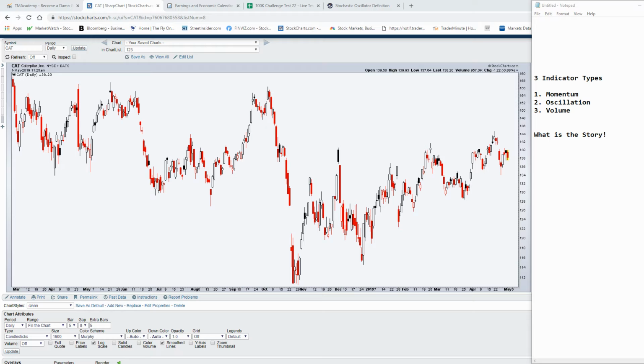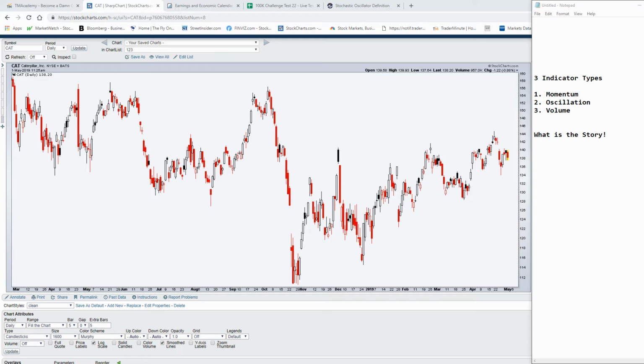Some indicators are mixes of multiple stories, or multiple types. We can have an indicator that's a momentum indicator and has an oscillation component to it. We can have a volume indicator that's an oscillation indicator as well, right? But today, I want to start with perhaps one of my favorite indicators.